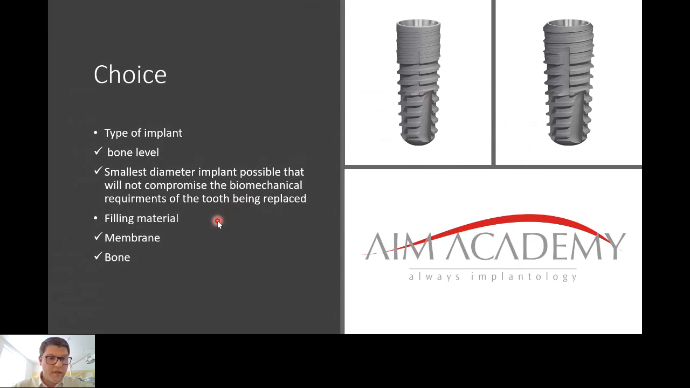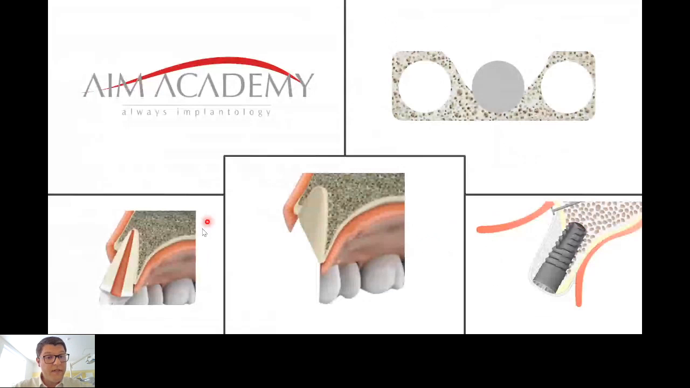Well, this is not very important. Usually I prefer bovine bone grafts, but you can choose whatever you want. And of course, you need to choose a membrane. Usually I choose collagen membrane and pericardial membrane. The principle you can see in this diagram.